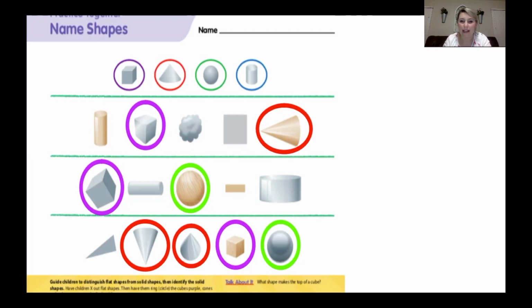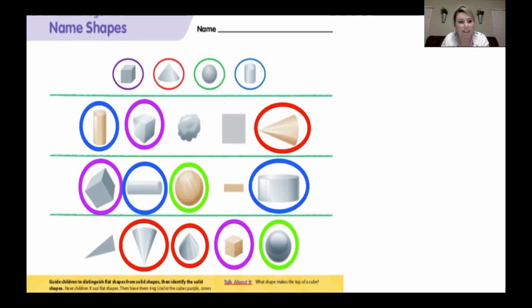Now, the last shape we're going to look for is the cylinder. And the cylinders, we are going to circle in our blue crayon. So I'm going to look for all of my cylinders. And remember, my cylinders look like a can, and they have the faces on the top and the bottom. Or if you turn it to the side, you see those faces, okay? So let's find the cylinders.